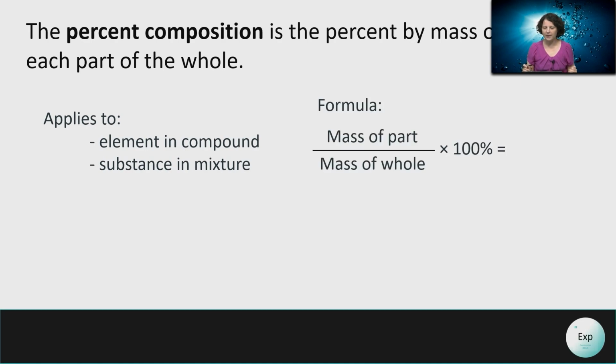The formula for calculating percent composition is mass of a part, and this could be the element or the substance, divided by mass of whole, and this could be the compound or the mixture. And because we're looking for percentage, we need to multiply it by 100%. This needs to be calculated for each of the parts of the whole that we're looking at.